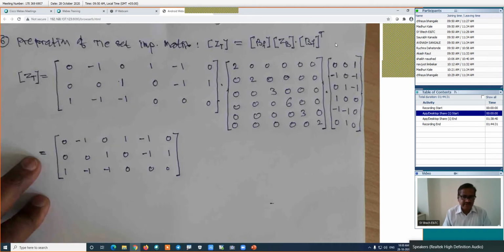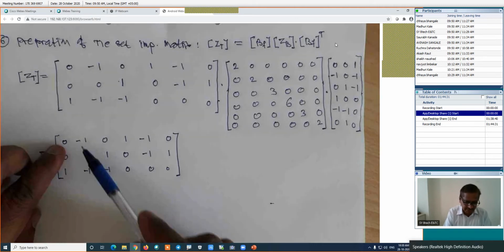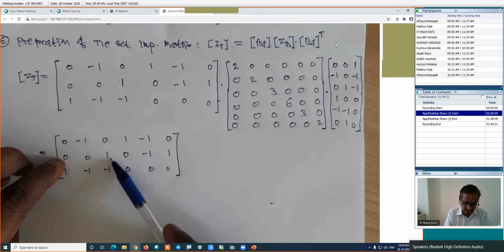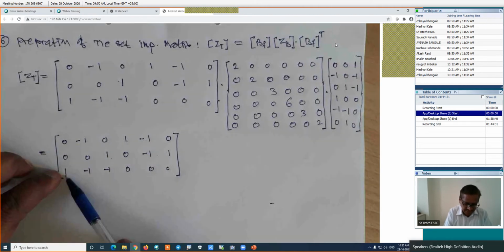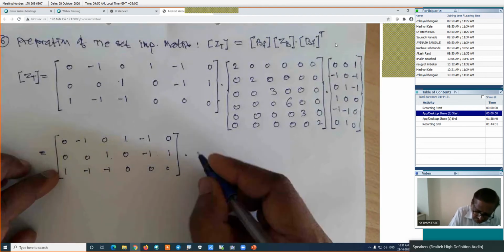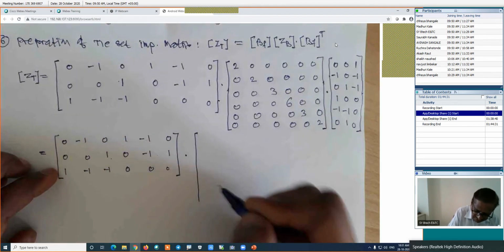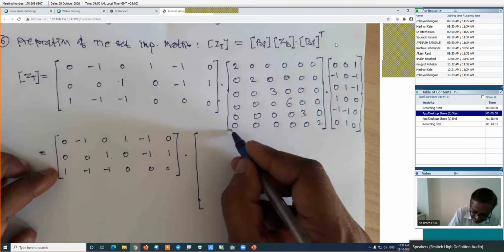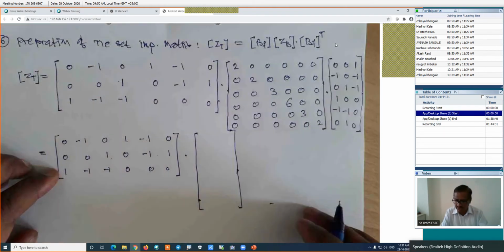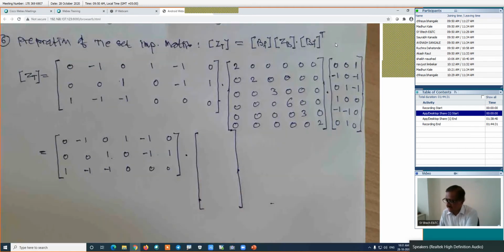If there is a calculation error, please remind me. 0, -1, 0, 1, -1, 0. This is 0, 0, 1, 0, -1, and 1. Then 1, -1, -1, 0, 0, 0. Fine. We will find out the multiplication of the two matrices. Now look at how the multiplication part works, which I will try to discuss.